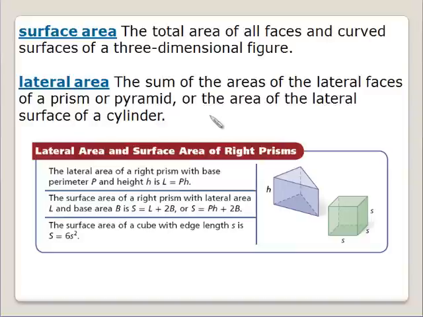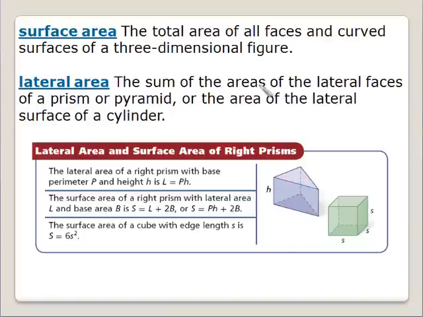Now the lateral area, that's just the sum of the area of the lateral faces of a prism or pyramid, or the area of the lateral surface of a cylinder. So lateral area does not include the bases. If I looked at this prism right here, I would not include this triangle or the area of this triangle. The lateral area is just the area of all the lateral sides.